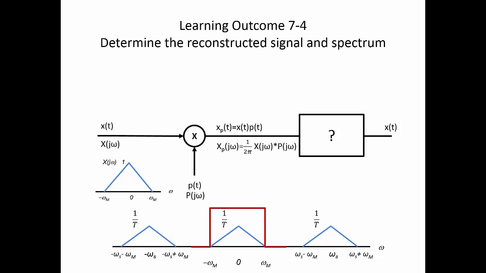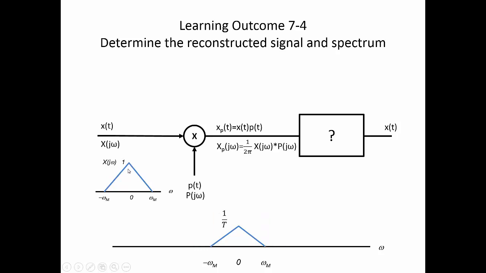The simple answer is we can put a low-pass filter around our signal. All the other repetitions of it will go away. Now we are left with a single instance of our original signal, so we're doing pretty well. However, this has an amplitude of 1 over T, and we need to have an amplitude of 1.